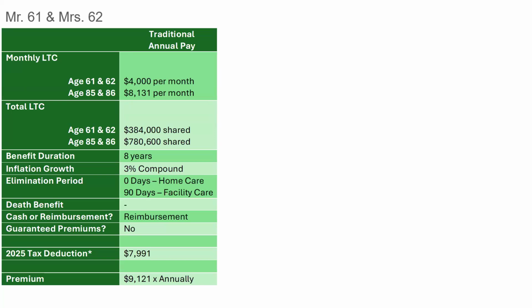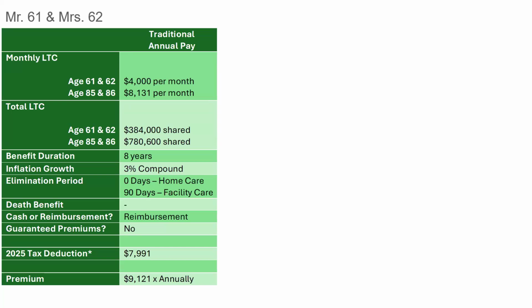Elimination period, they go and claim at home, 0 days. If they go and claim at a facility, there would be a 90-day elimination there. This is where the plans start to get a little bit different. So in this case, there is no death benefit. This is a reimbursement plan, which I think is a really important part, which we'll come back to.